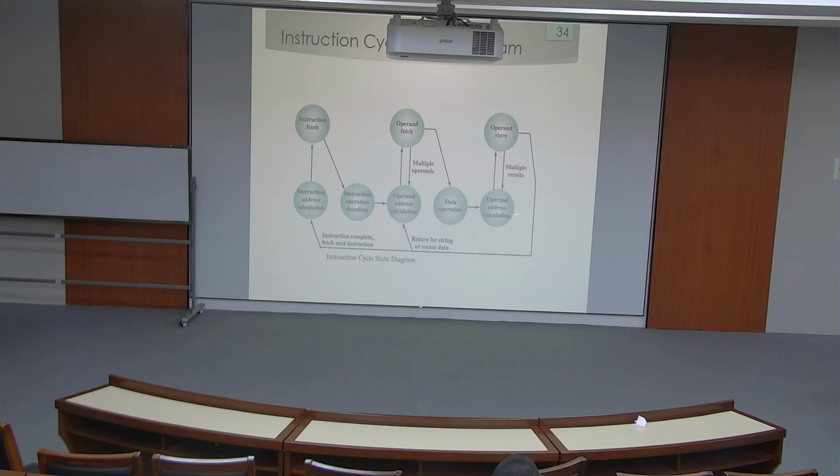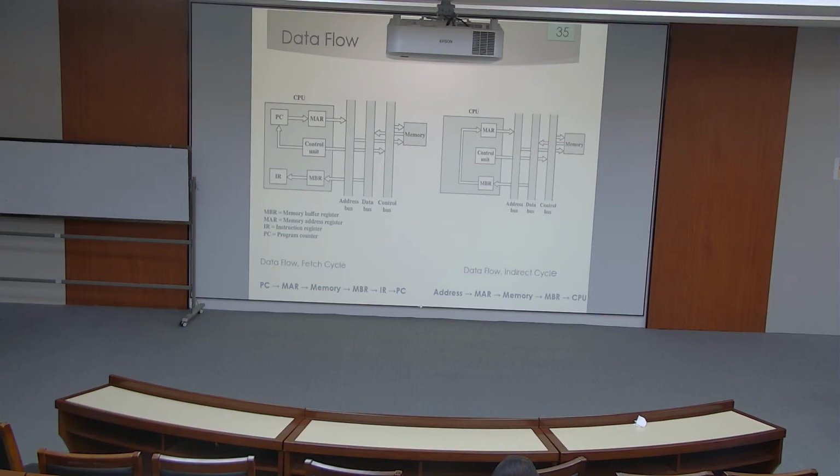Now there is data operation. The instruction is applied to the data to execute its task. There is then operand address calculation, to store the operand. The operand stored here means store the result. Which means that if there are many operands, we also have multiple results. For a string, it has to return here for operand address calculation, and once the instruction is completed, it has to fetch the next instruction.